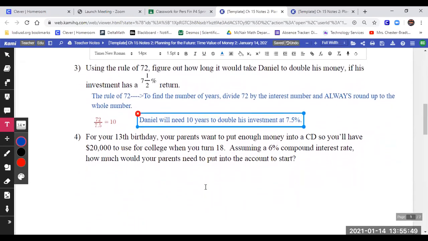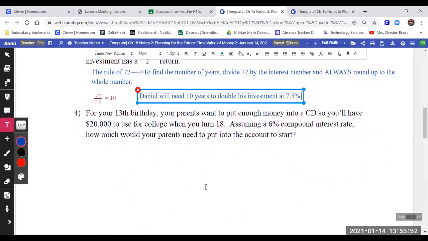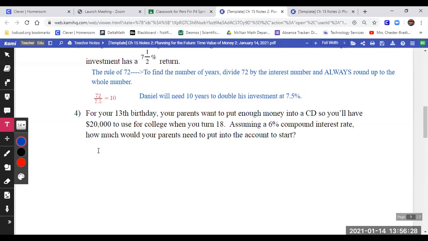Okay, so now we're looking at this birthday money again and college fund again, but we're looking at it from a different point of view. This is how much money you want in the account when you're turning 18. How much do I need to put in the account to start? So we're looking at it from the other point of view. Yesterday we had the college money one, but we knew how much money the grandma and grandpa were putting in the account. Now we don't know how much they need to start the account with. We know how much we want to end the account with.